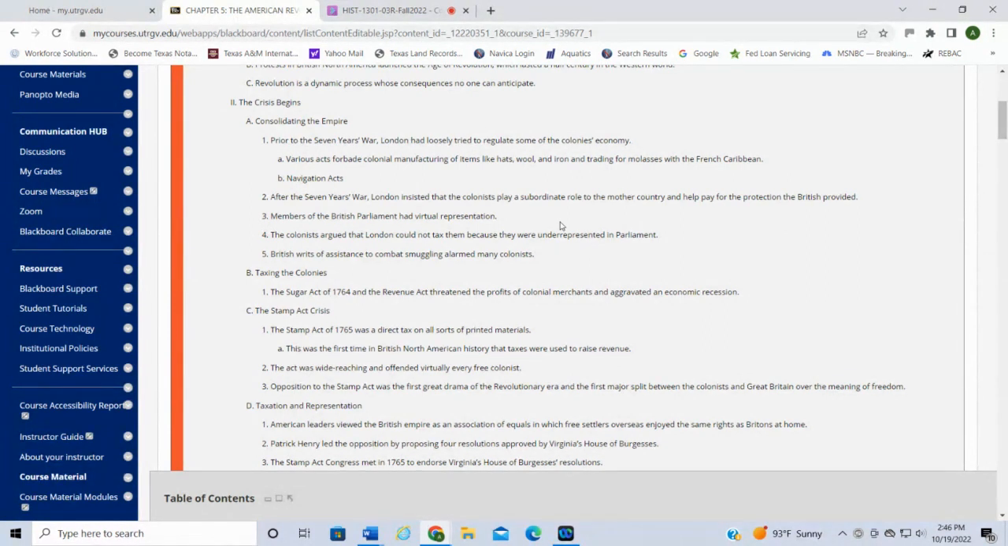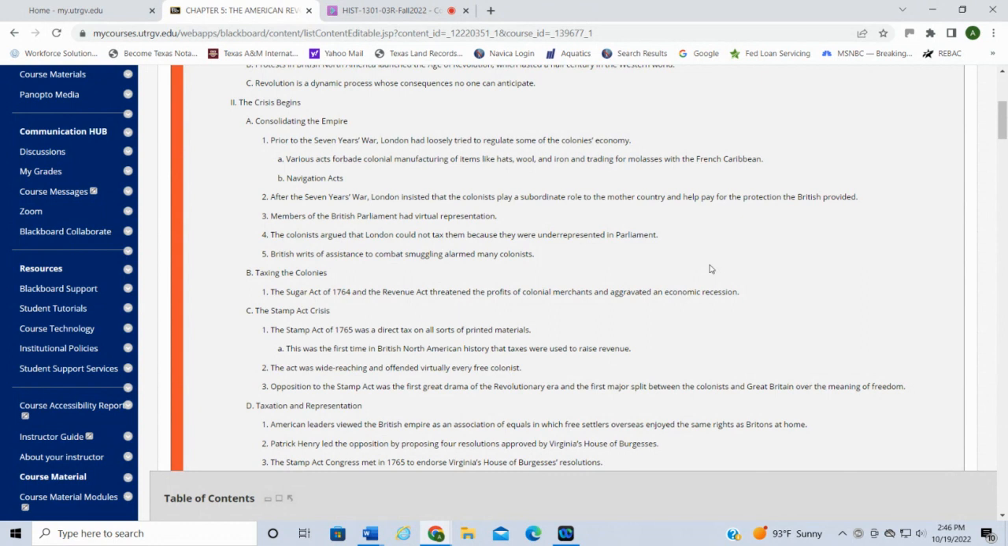They just felt that Parliament would represent the needs and concerns of the empire as a whole. But the colonists argued that London could not tax them because they were underrepresented in Parliament, right? So this is a fundamental disagreement where the colonists feel that because they don't have direct representation, Parliament doesn't have the right to tax them.